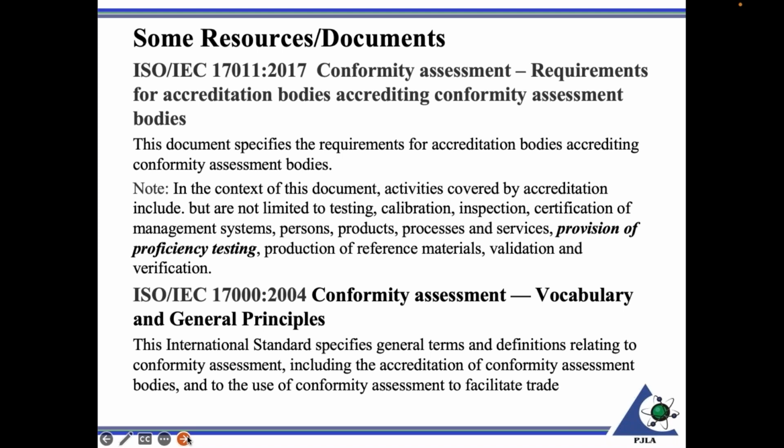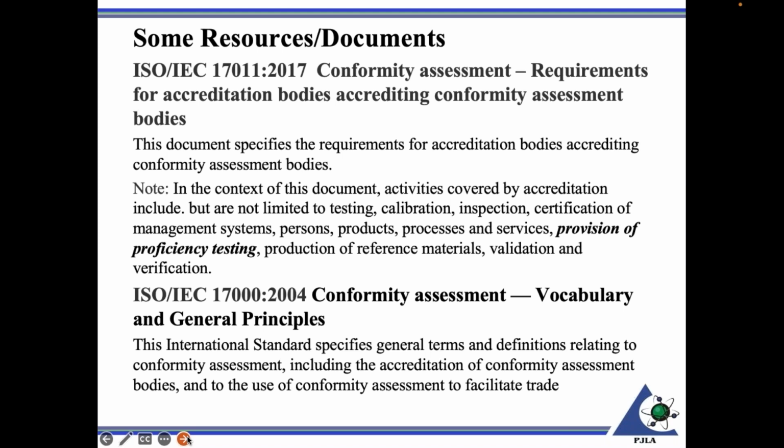The document that we as an accreditation organization follow, just like laboratories hold to ISO IEC 17025, is ISO IEC 17011:2017. It's the requirements for accreditation bodies accrediting conformity assessment bodies, which are CABs, as people like to refer to them. Those are testing organizations, calibration organizations, and so forth.